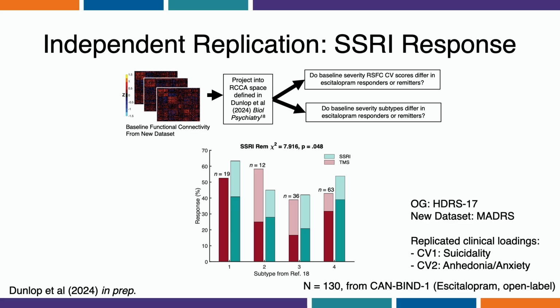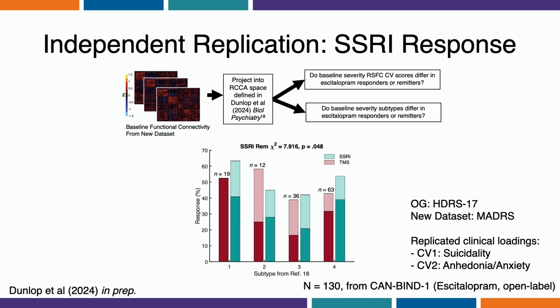Now, all we wanted to ask was, basically, are we able to replicate aspects of our clinical loadings? So did subtype dimension 1 also associate with mood or suicidality or whatever, or did dimension 2 also, was it associated with anhedonia? And then we also wanted to know whether or not cluster assignments predicted outcomes to SSRIs.